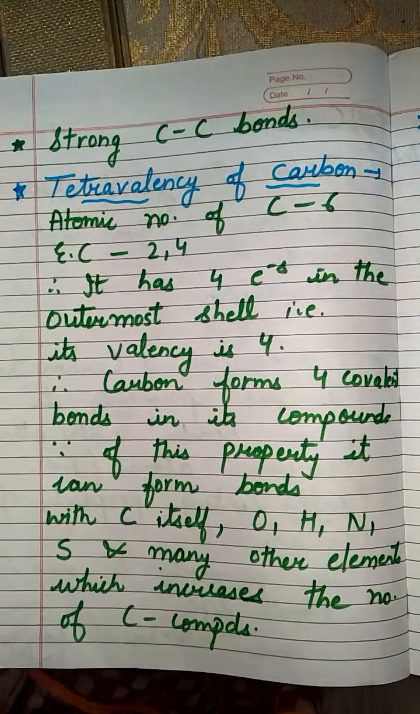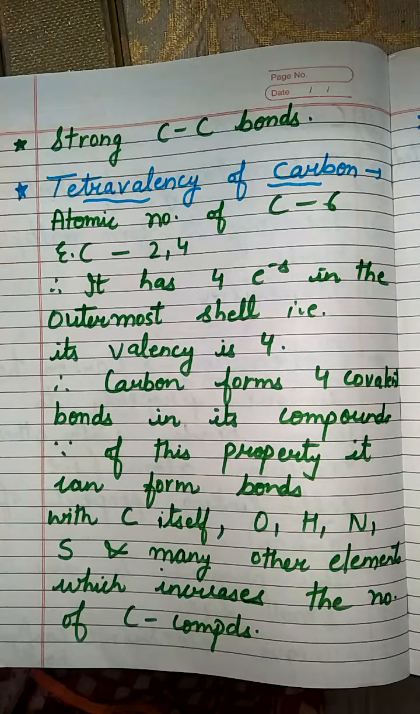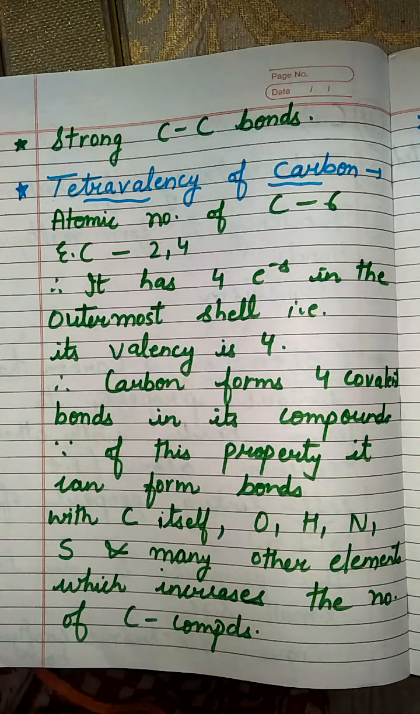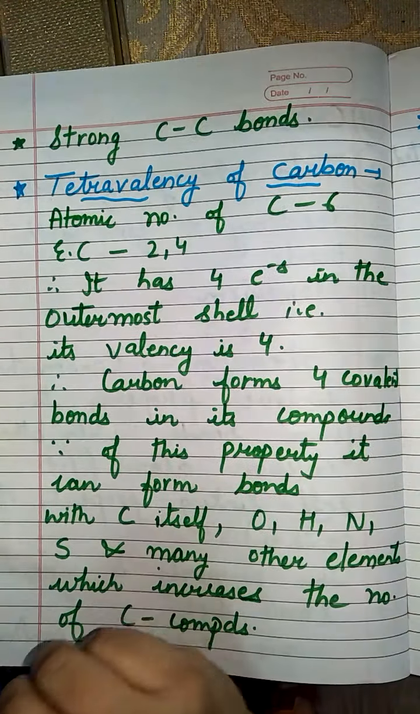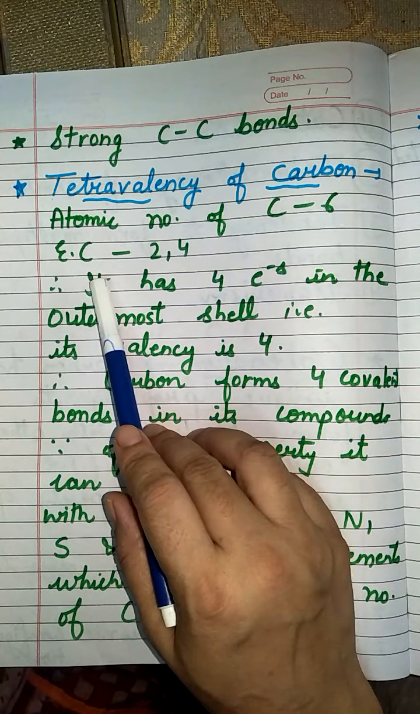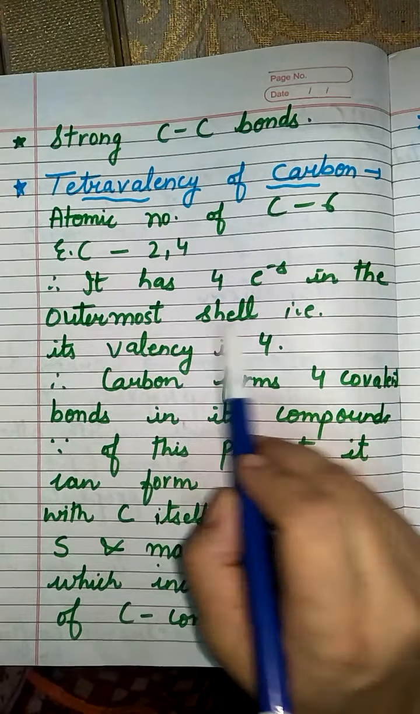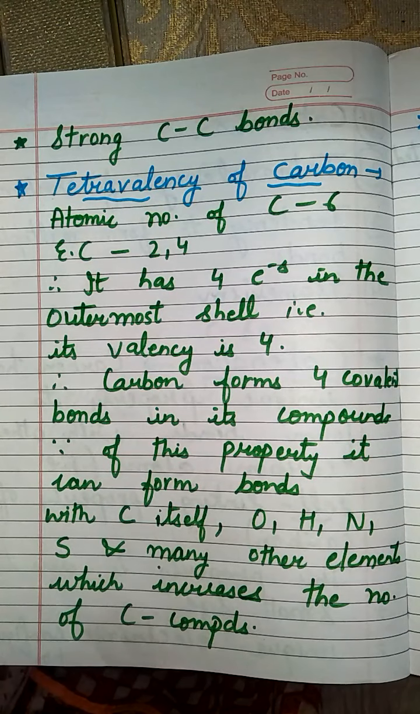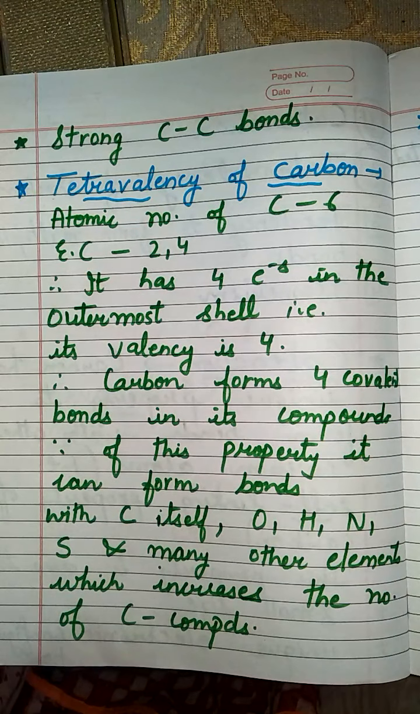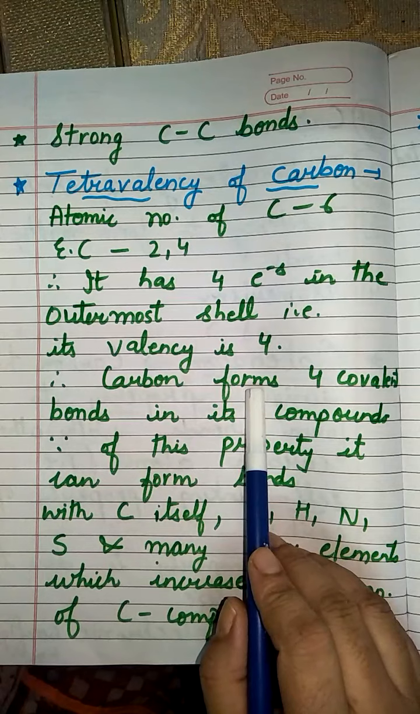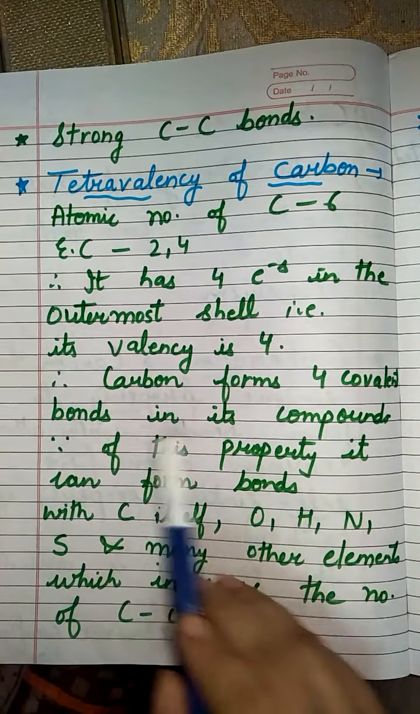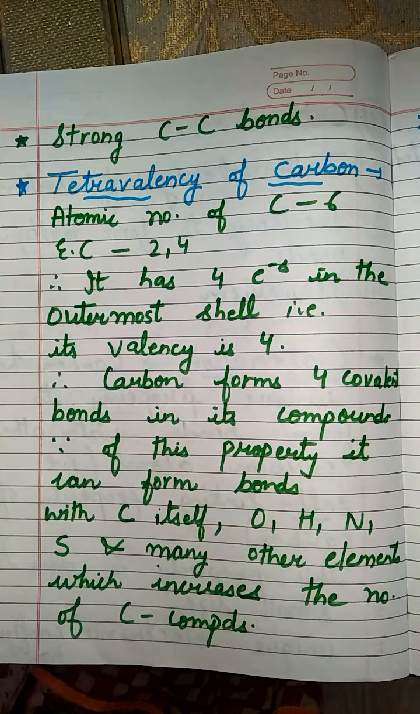Then the second property which gives rise to the maximum number of carbon compounds is the tetravalency of carbon. See, the atomic number of carbon is 6. Its electronic configuration is 2, 4. It means it has 4 electrons in the outermost shell. That is, its valency is 4. Therefore, carbon forms 4 covalent bonds in its compounds.